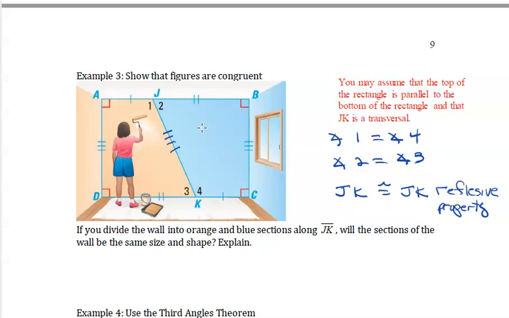And when I say that, I mean that I'm able to pair up an angle from the orange with an angle from the blue. I can do that 4 times. I'm also able to pair up a side from the orange with a side from the blue. And that's how I show my congruency. So yes, these 2 figures would be congruent.